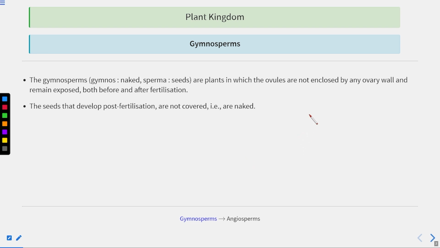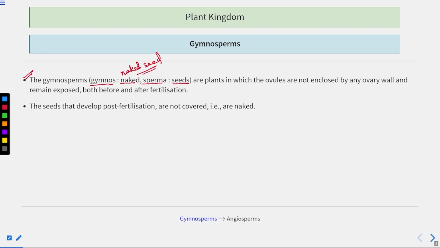In this session we are going to study about the gymnosperms and angiosperms. Gymnosperms are totally different from angiosperms, and they have some advanced characteristics if we compare them with the bryophytes or the pteridophytes as well. The name itself suggests that gymnos means naked and sperma means seed, meaning naked seed.